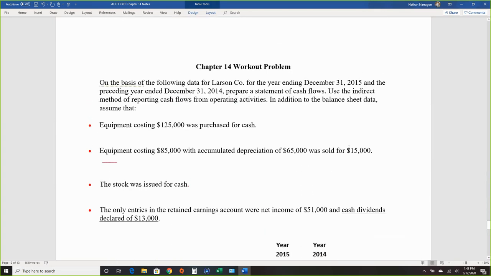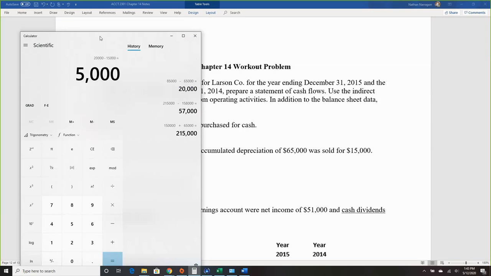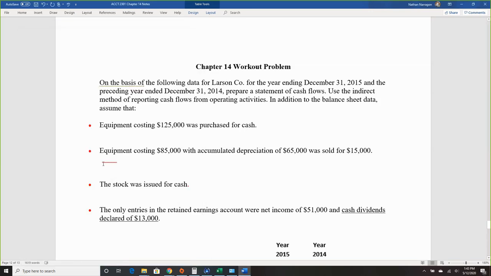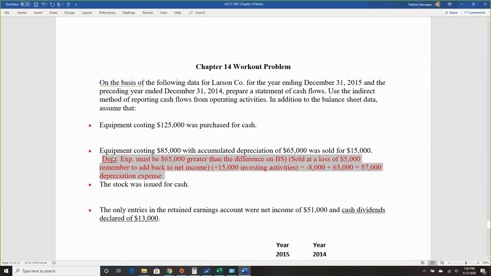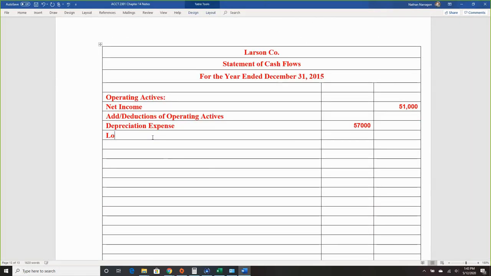Here, we have to figure out if it was a gain or a loss, also with this equipment. So remember, to figure out gain or loss, we take how much the equipment is, minus our accumulated depreciation, which is book value. Here it was sold for 15,000. Our book value was 20K. So that means we had a loss of 5,000. Again, this is what's showing up here. So if we sold it at a loss, we would have to add back in that loss.